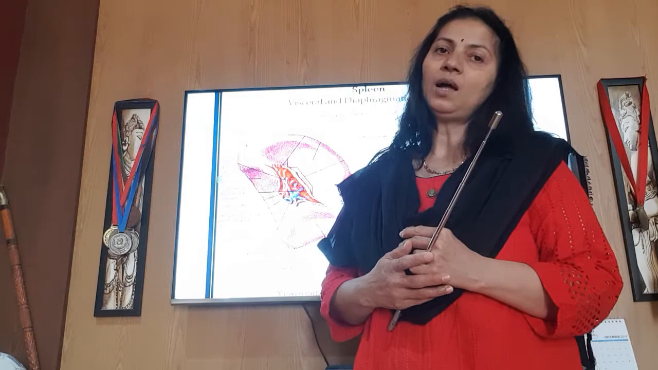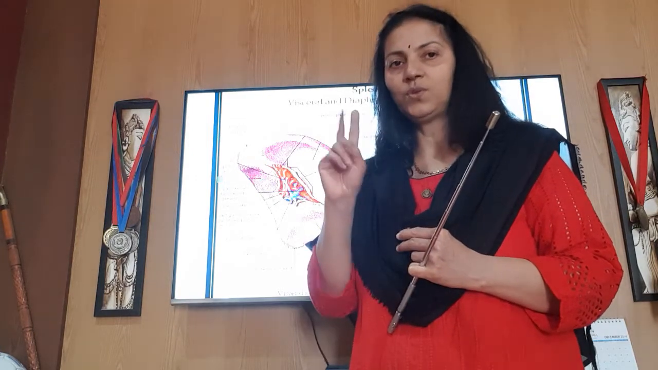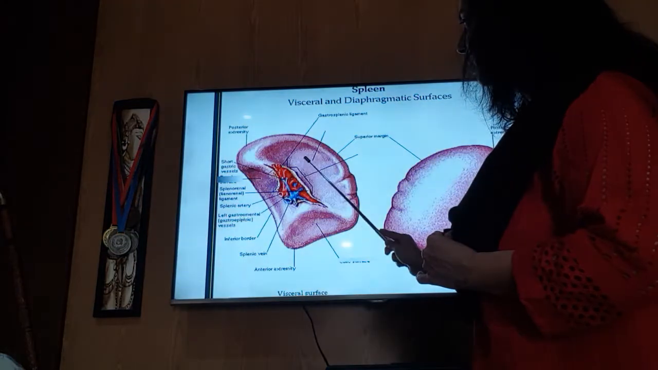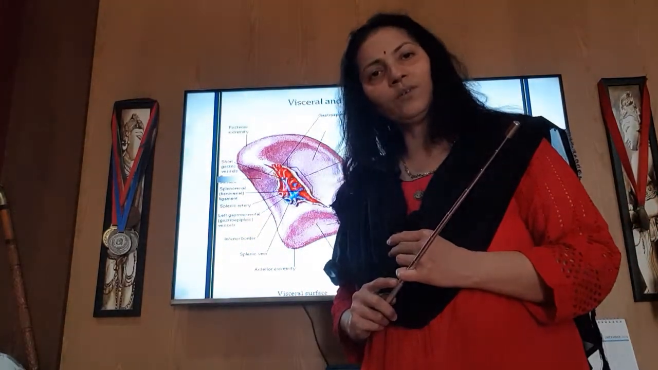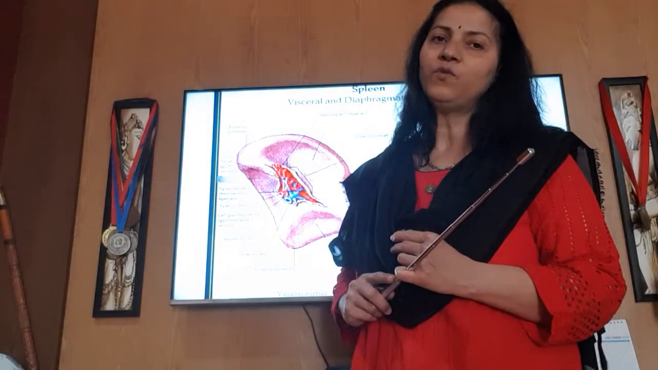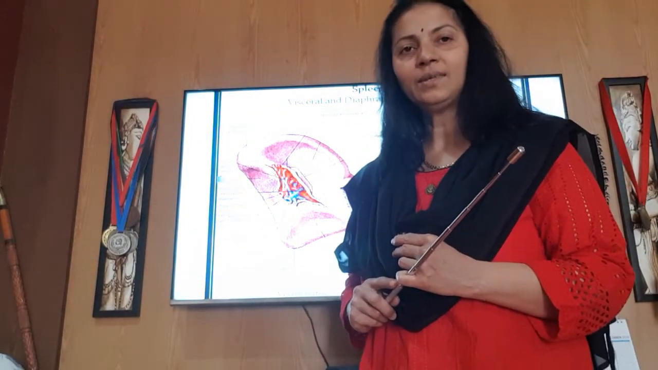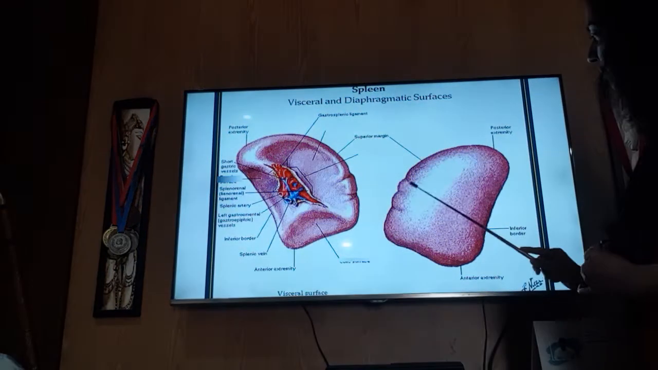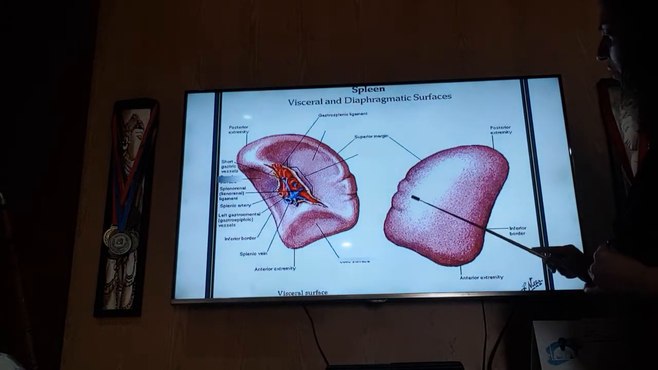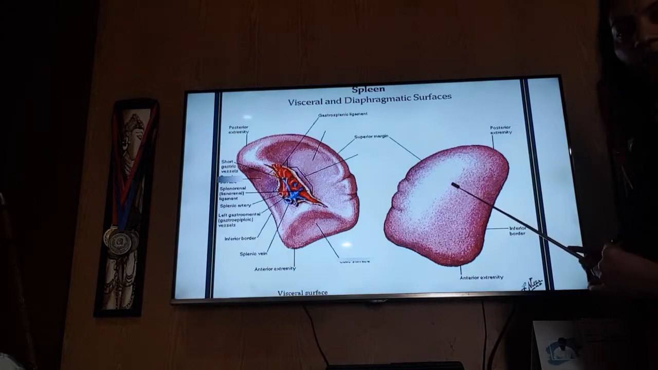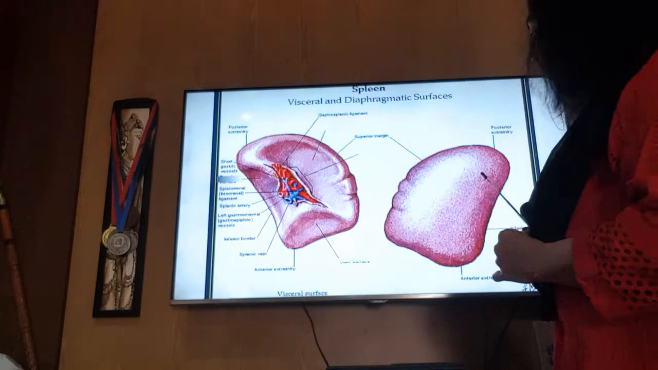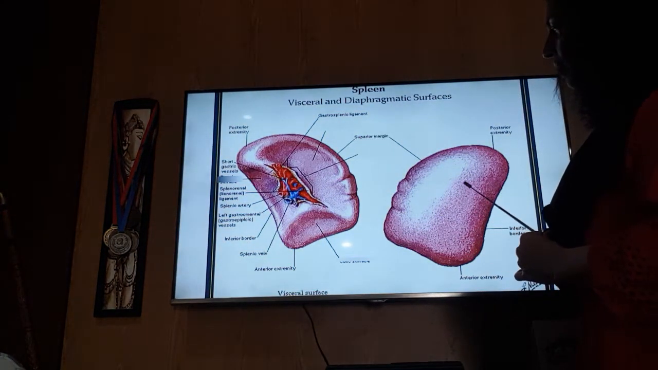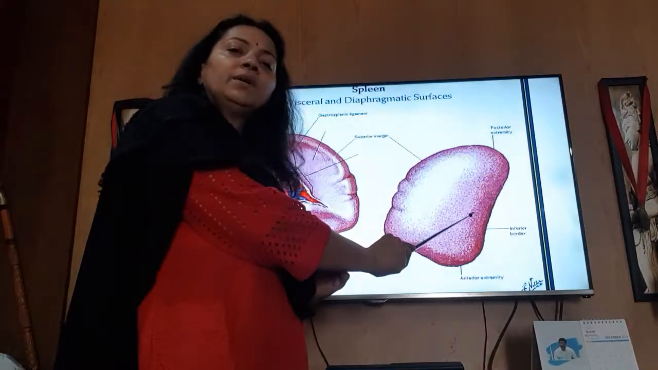Now we will talk about the surfaces. It has got 2 surfaces. Here you can see a lot of impressions. Impressions are always created by organs. Organs are called viscera. This is the visceral surface. Next is the diaphragmatic surface. This one, you can see, is convex, no impressions. First I will talk about the diaphragmatic surface. This surface is related to the diaphragm.